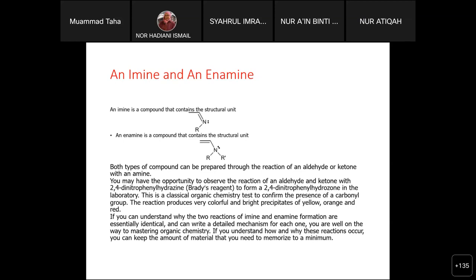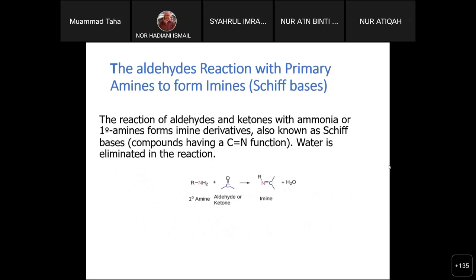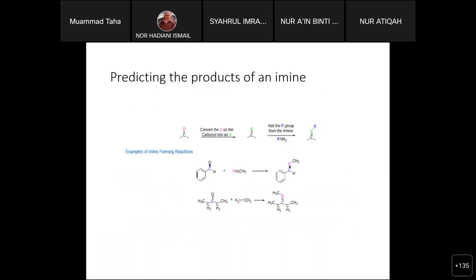Understand? So we go to the next slide, we will discuss them in detail. Aldehydes react with primary amines to form imines, or Schiff bases. The reaction of aldehydes and ketones with primary amines forms imine derivatives, also known as Schiff bases. Actually, this reaction was first discovered by Schiff, so it is named after him.